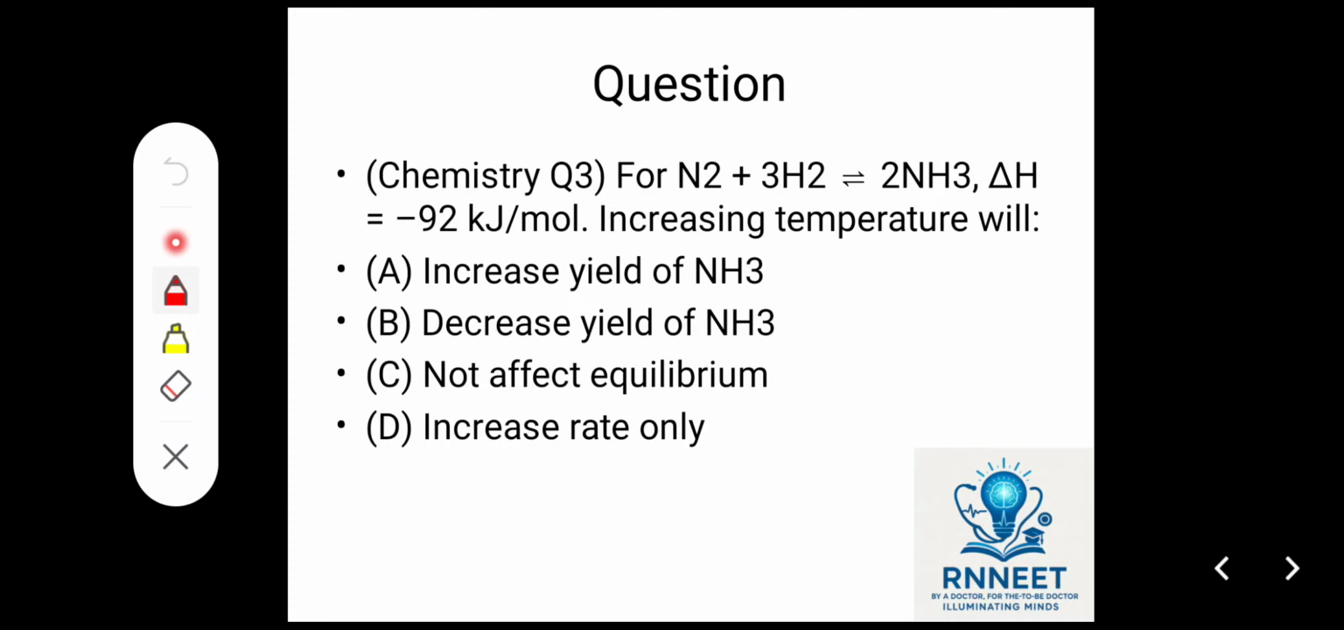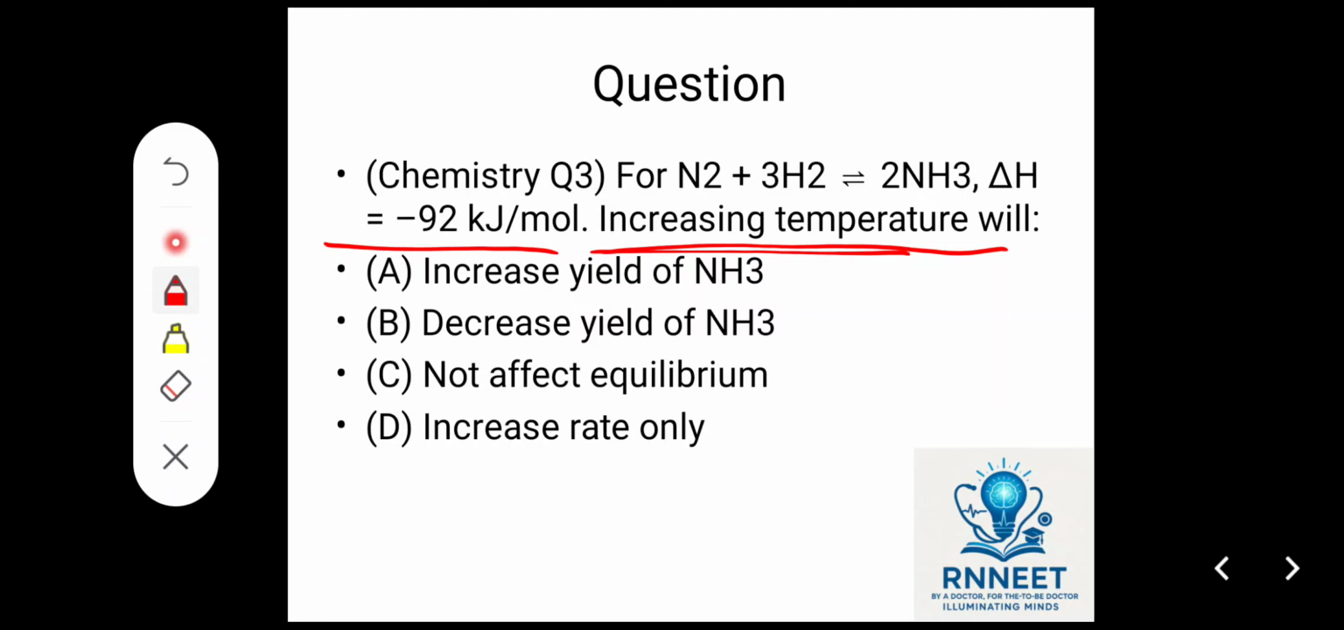For the next question, N2 plus 3H2 gives you 2NH3. The delta H of this reaction is given as -92 kilojoules. Increasing the temperature will give you what? Will it give increased yield of NH3, decreased yield of NH3, no effect on the equilibrium, or increase the rate only?